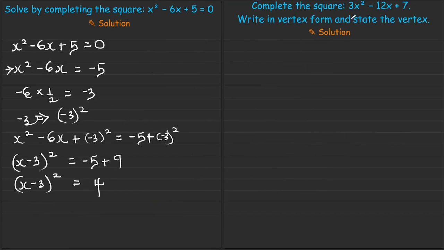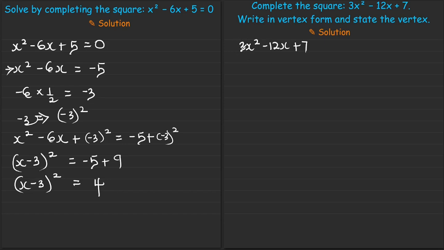So looking at our third question, we have to complete the square 3x squared minus 12x plus 7. You have to write it in vertex form and state the vertex. So this time around, it is not equal to 0 where we'll be solving for x, but we just need to write it in the vertex form.